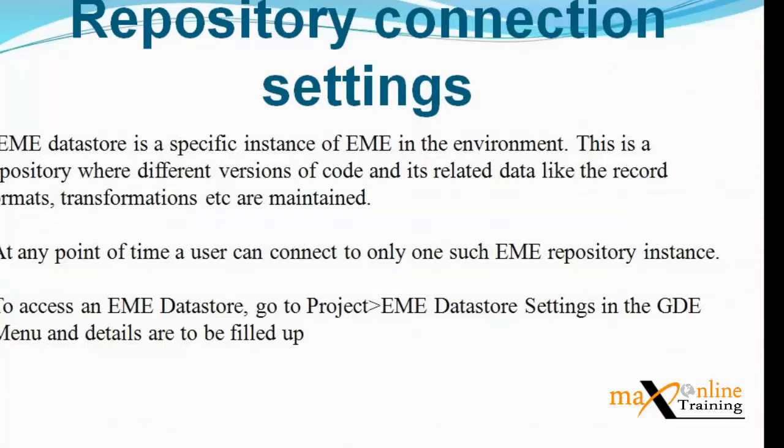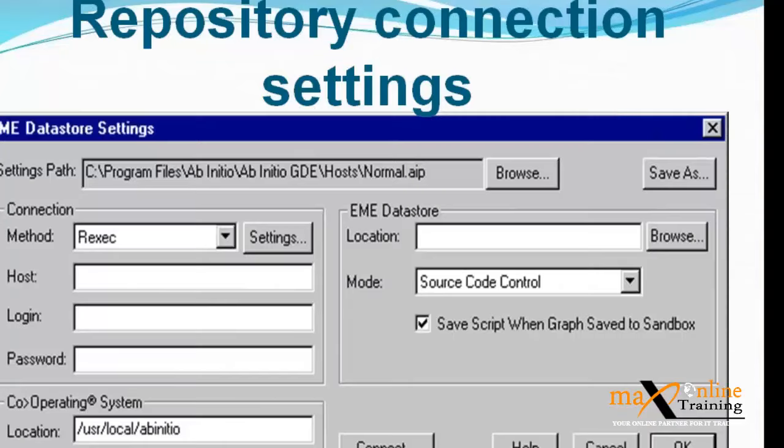To access the EME data store, go to Project, EME Data Store Settings in the GDE. We have to fill in the connection settings, which look similar to the host settings dialog. Save the settings for later use, and then specify the connection method, the host name where the EME is located, username and password, which will be your Unix username and password, then the Co-op location, the EME data store location, and the mode. This method was there earlier, explicitly specifying the EME data store connection before your check-in and checkout process. Now this is a duplicate.